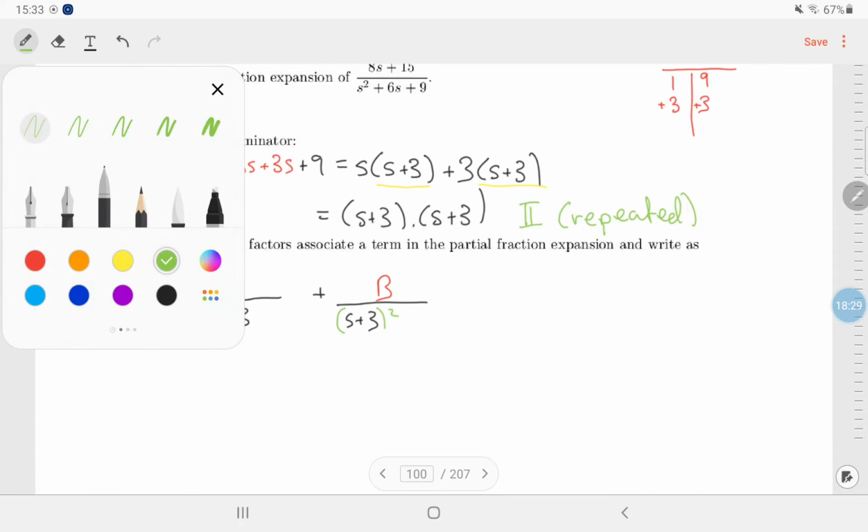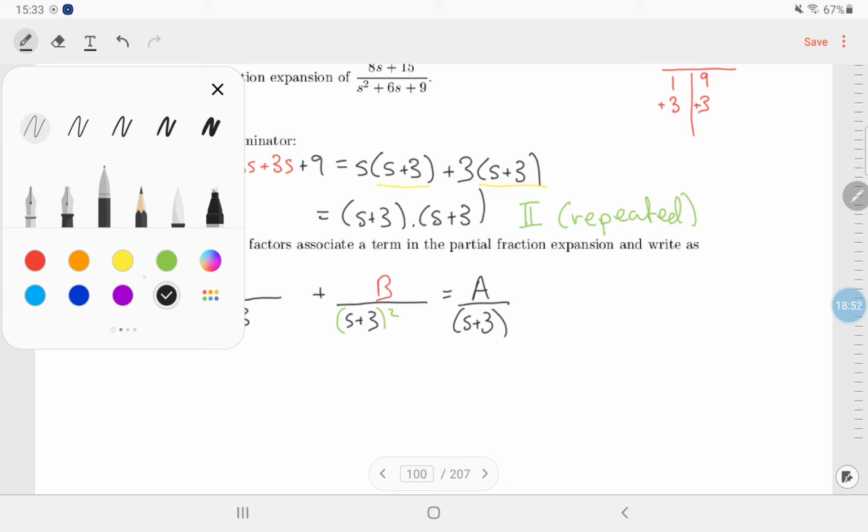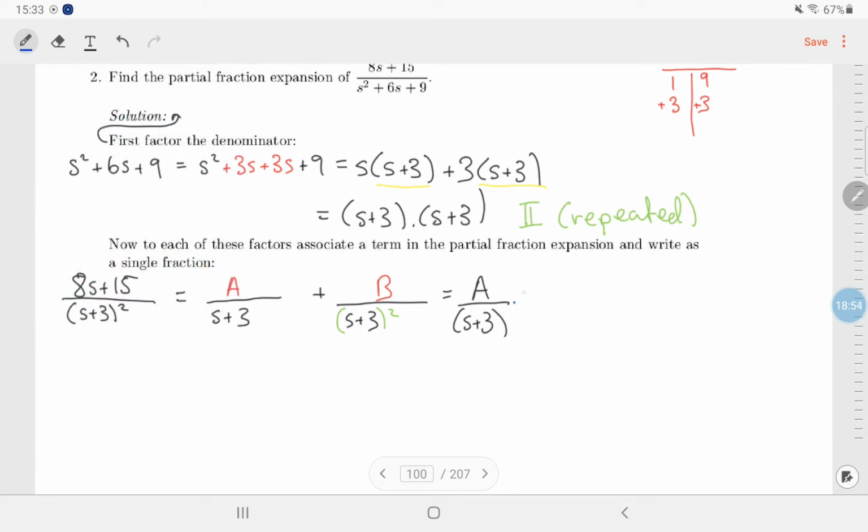Okay. So what does the method say then? The method then says that you should write the thing on the right, the partial fraction expansion, as a single fraction again. So we need a common denominator. So what you should use is s plus 3 squared. So how do you get s plus 3 squared with the A over s plus 3? Well, you need to multiply it above and below by s plus 3. Okay.